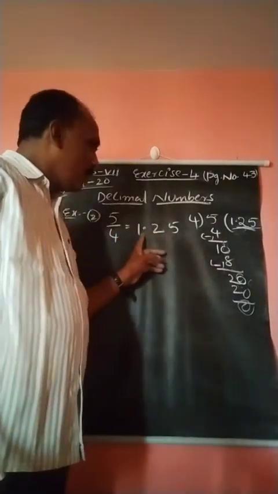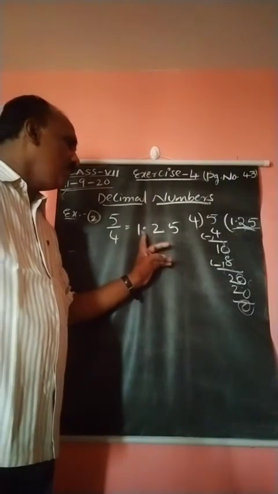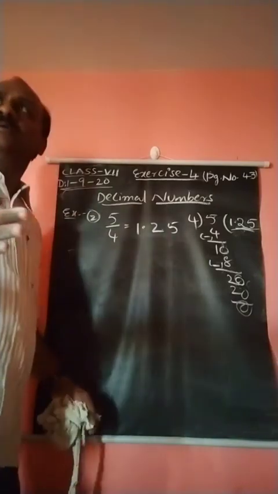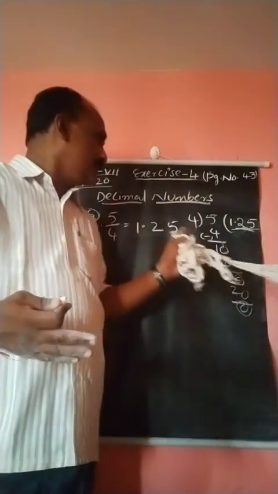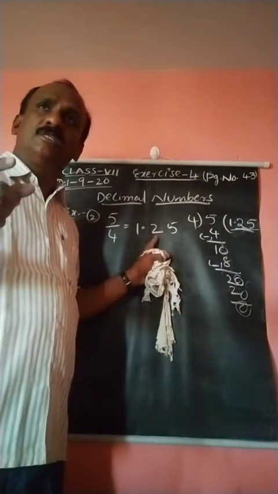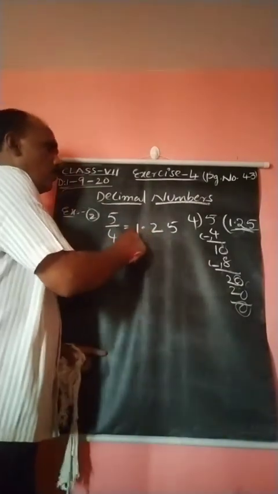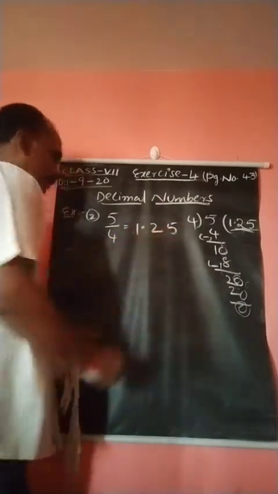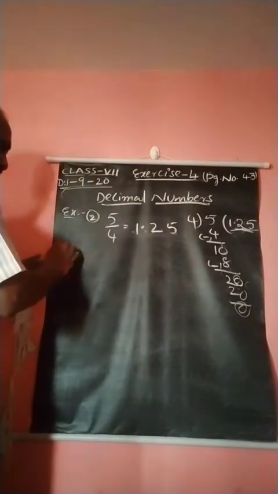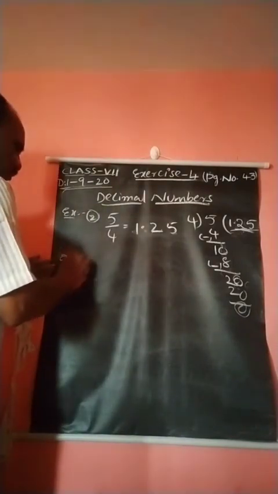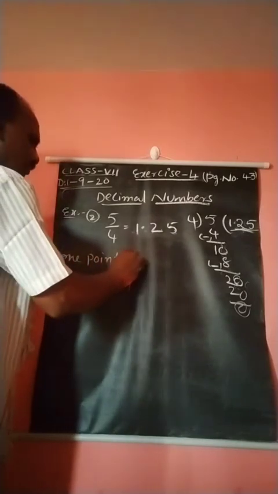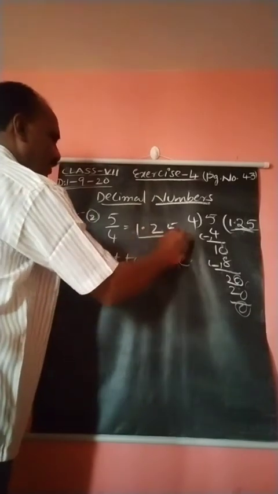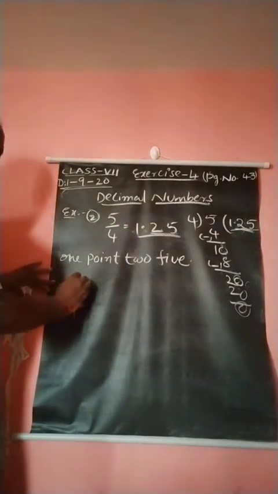How can you read 1.25? It is not read as one point twenty-five. After the decimal point, the digits are read only as individual digits, not combined together. So it is read as 1 point 2 5.